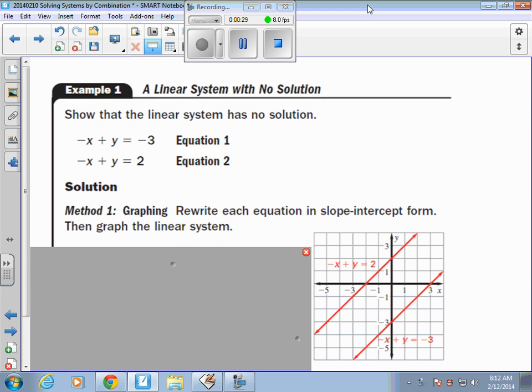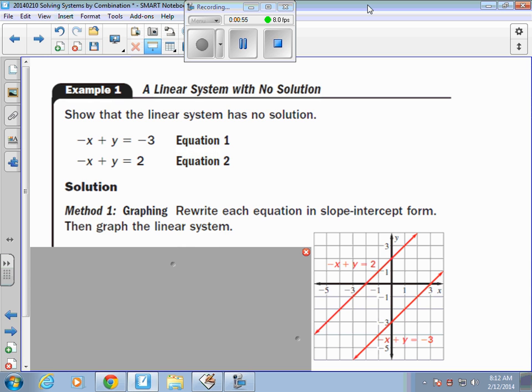Example number 1 says show that the linear system has no solution. Okay, we know if it's going to have no solution, that means it's going to be parallel lines. There's a graph that's done for us already, just to help us make sure that we put the graphs in the correct spot, and we can see that they're parallel lines. But algebraically, without having to show the picture, we can determine that they're parallel lines, meaning they have no solution, by checking to see what the slope is.